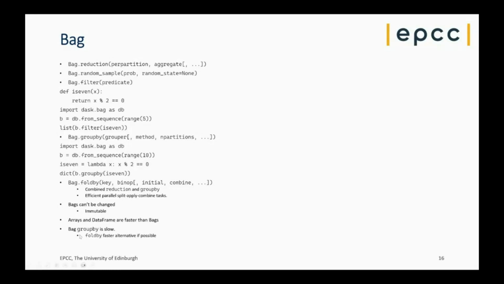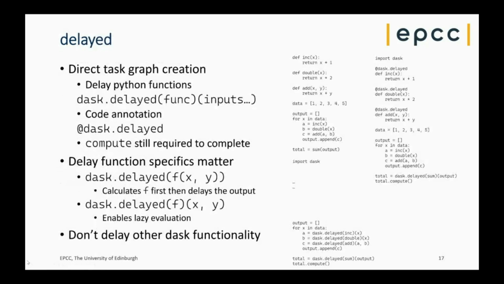It's also worth bearing in mind that there's the group by operation that we show up here. It can be pretty slow, but there are other ways of doing things which can be a bit more efficient. So there's something called a fold by operation, which is actually a reduction and then a group by, which is sort of a split data up, apply the function, and then combine the data back up, which can be faster than a group by. So fold by is a way of doing a faster group by.